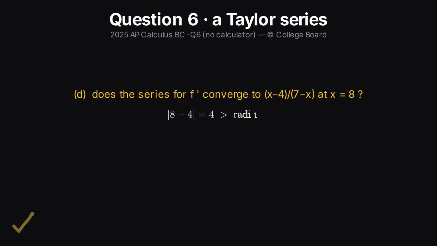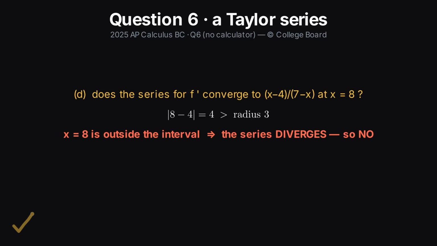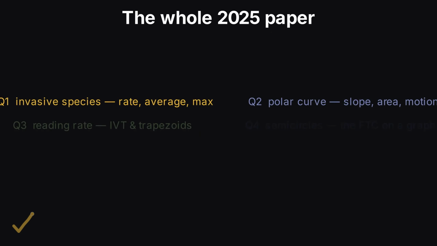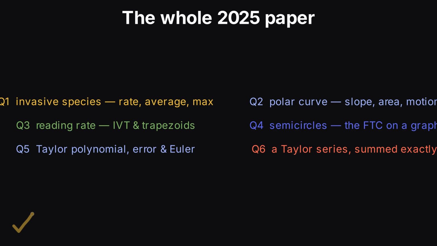Part D, at x equals 8 the distance from 4 is 4, beyond the radius of 3, so the series diverges and does not converge to f prime there. 6 questions: an invasive species, a polar rose, a reading rate, a graph of semicircles, a Taylor approximation, and a series at its boundary. That's the whole 2025 paper.